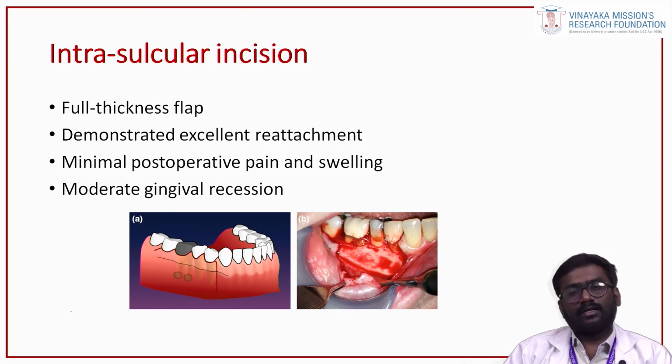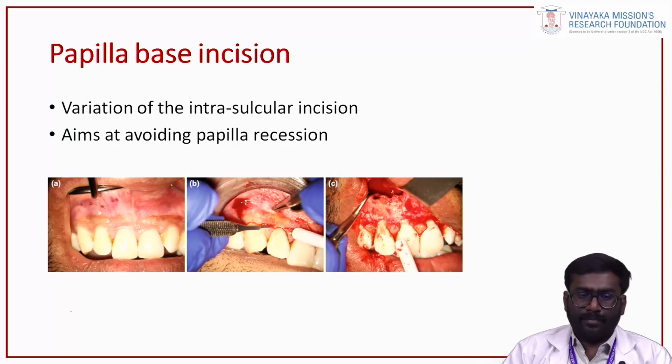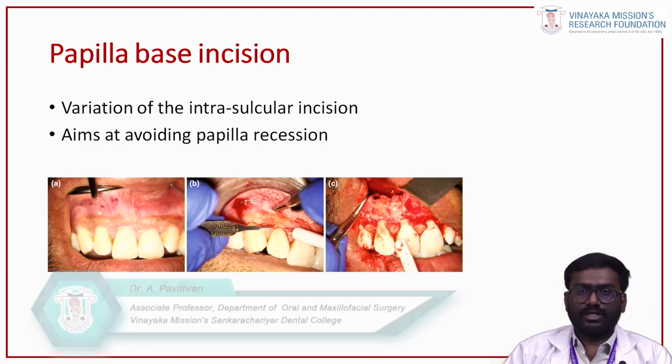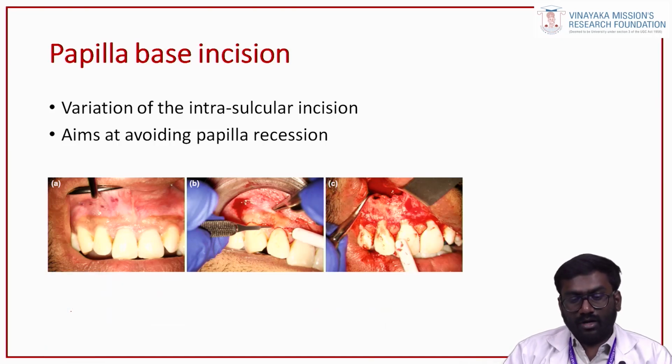The only thing is, since we are giving an incision in the crevicular margin, if there is no proper reattachment, there can be post-operative problems like gingival recession. So reattachment is a very crucial step in an intrasulcular incision. The third technique is a papilla-based incision. It is a modification of the intrasulcular incision, where the complication we have seen is gingival recession. Here what we are going to modify is that we are going to preserve the interdental papilla.